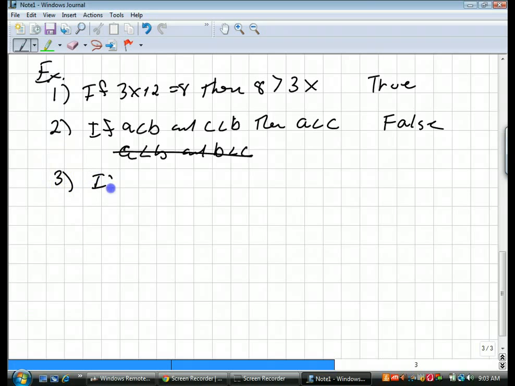Number 3, if 4y is less than 16, then y has to be less than 4. That's true because we divided both sides by the same number.